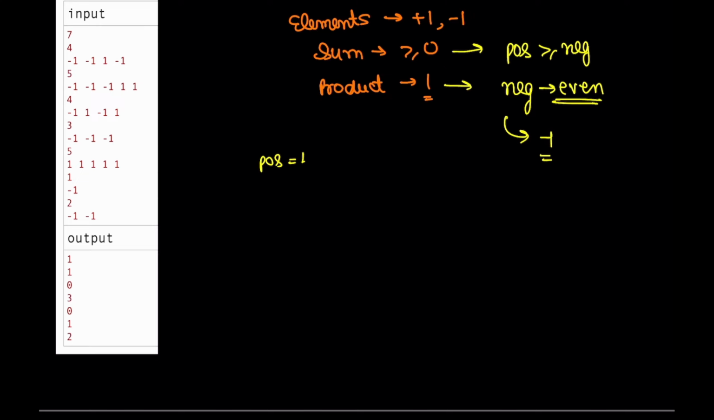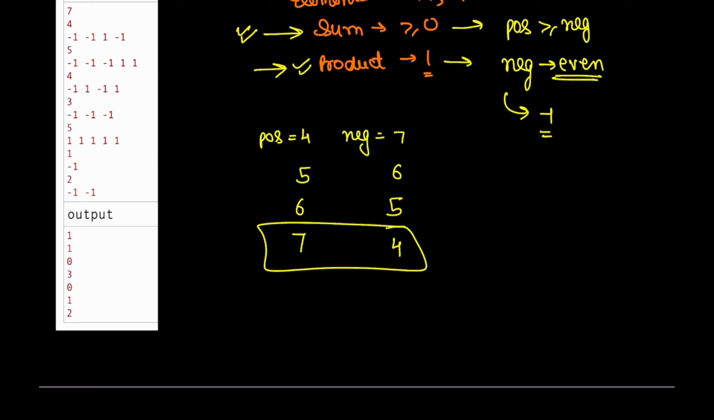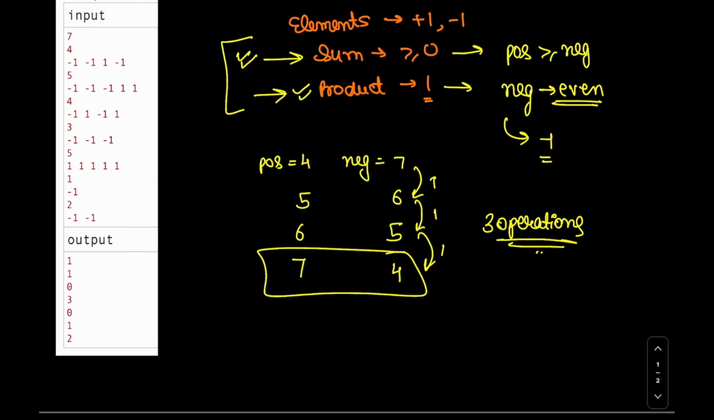Suppose the positives are 4 and the negatives are, let's say, 7. So we'll perform one operation and convert one negative to a positive. So it will be 5 and 6. Now the sum condition would be satisfied, however the product condition will still not be satisfied. So again we'll perform one operation and it will be 6 and 5. Now the sum condition is satisfied, however the product is not. So we'll perform one more and make it 7 and 4. So 3 operations will be required to make the array good. That's all that we need to do in this code.